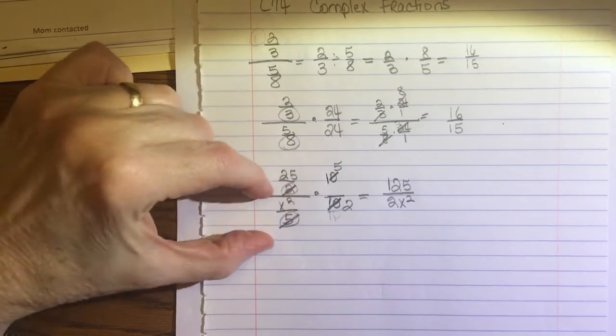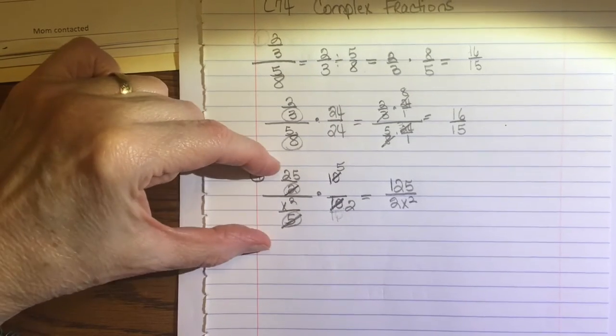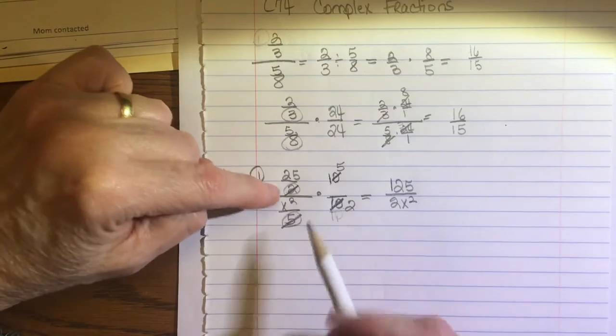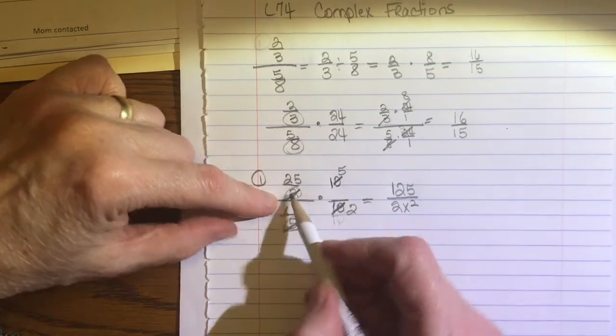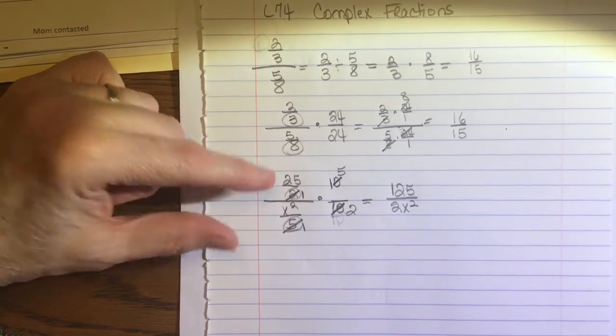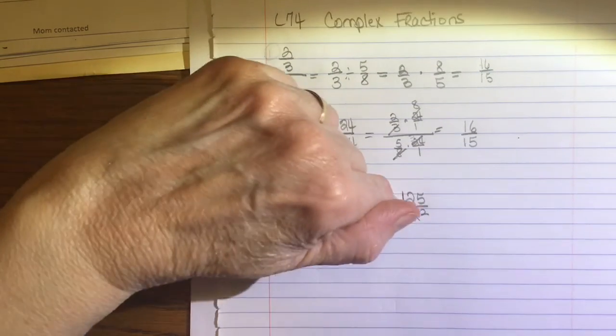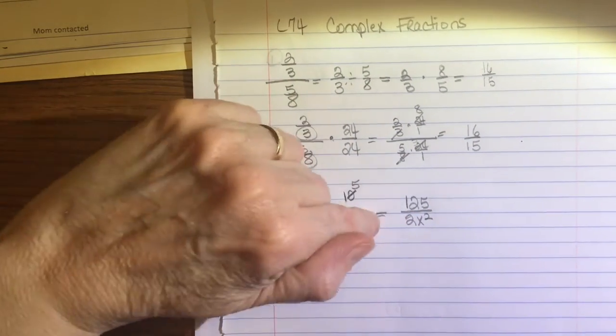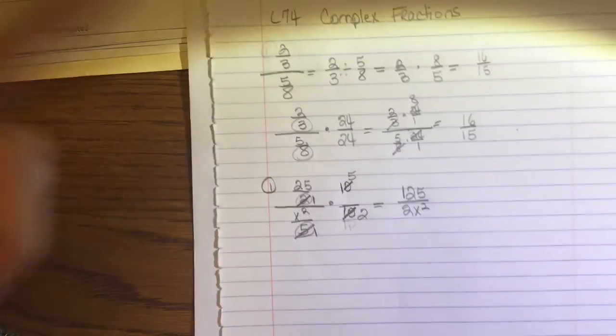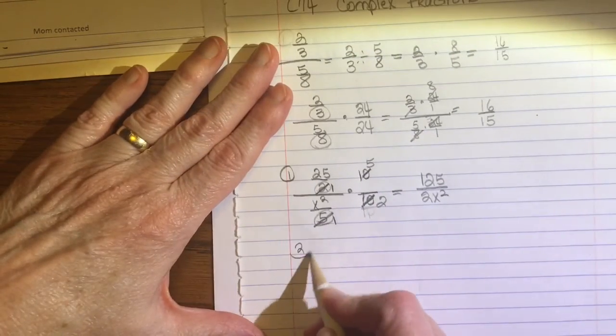Your goal is to get rid of those denominators because it's not simplified if you have a fraction and a fraction. So if you can get those denominators, what you're actually getting them to is ones. You're canceling them to ones. And so then you've got 25 times 5 over 1, which is 125, and x squared times 2 over 1. And that will give you just one numerator and one denominator.